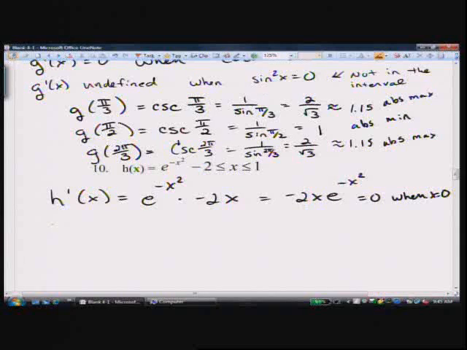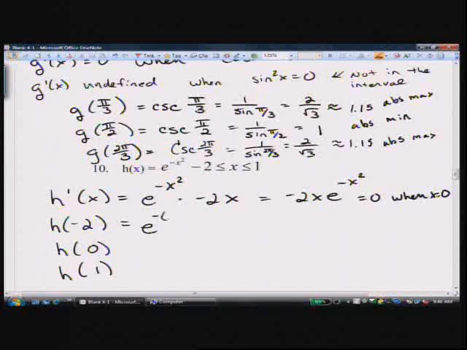So now we're going to check the endpoints, h at negative 2, the interior point where the derivative was 0 or undefined, and then h at 1. And nowhere is this function undefined. The derivative is continuous. Okay, so h at negative 2, you plug it in here, it's going to be e to the opposite of negative 2 squared, which is going to be e to the negative 4.